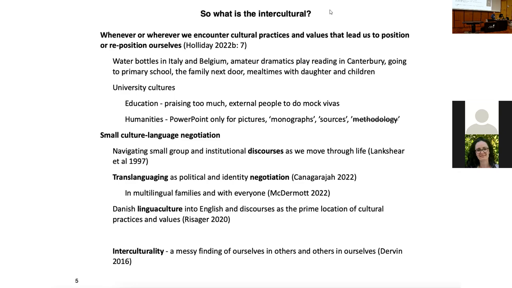My PhD student, Anna McDermott, recently wrote a thesis about multilingual families changing languages because of power and identity issues. And her examiner said, do you think this works with monolinguals as well? She said, yes, everybody is constantly changing languages, but we do it in terms of discourses. And of course we have Karen Rissinger talking about lingua culture and how she brings her Danishness into English, which I think is a wonderful idea.